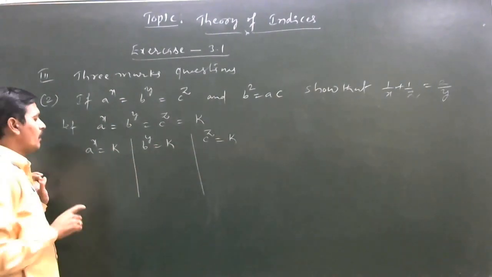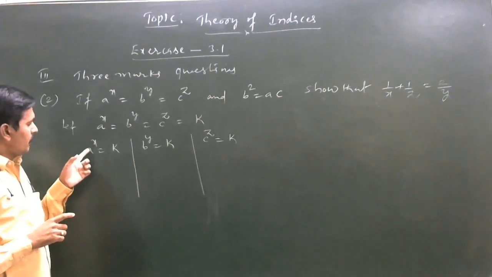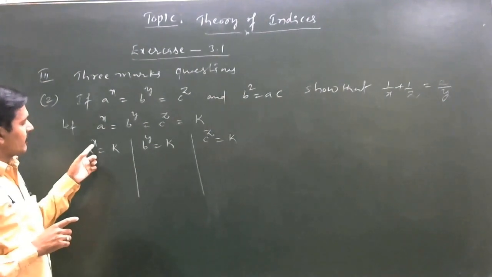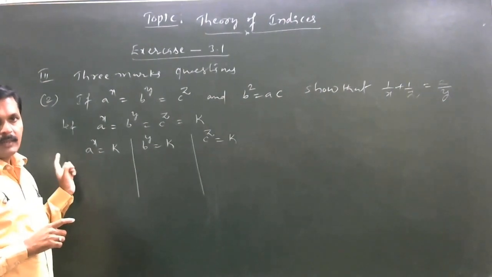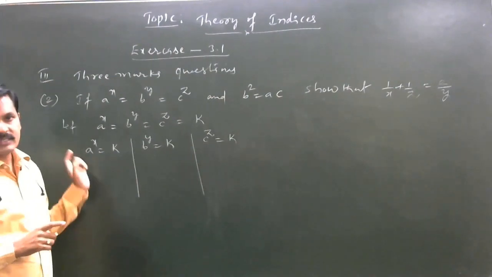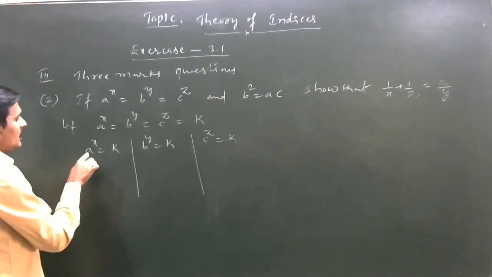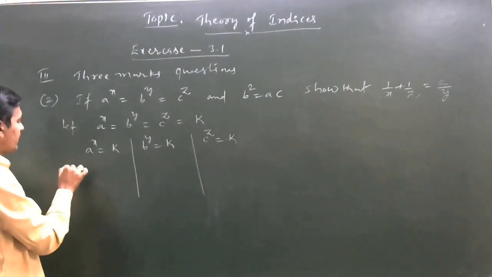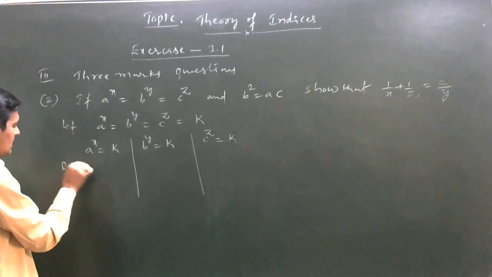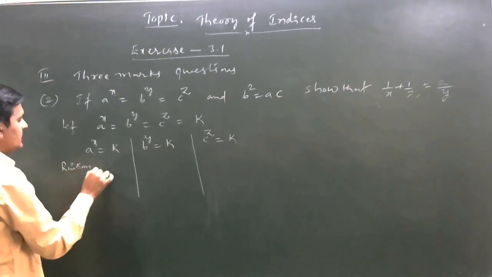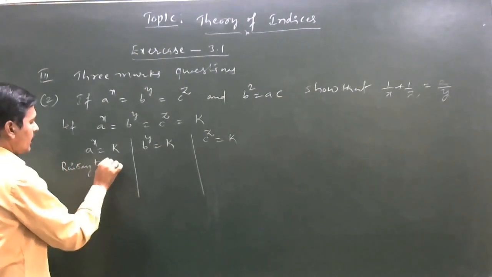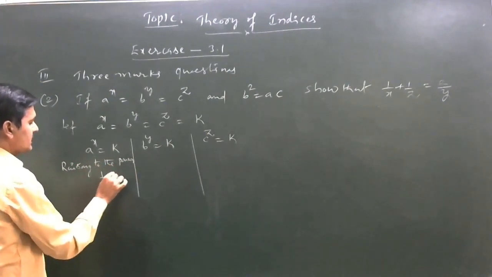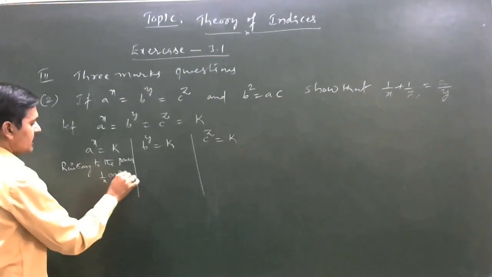First, find the a value. Here the power of a is x. The power of x can be removed by raising to the power 1 by x on both sides.